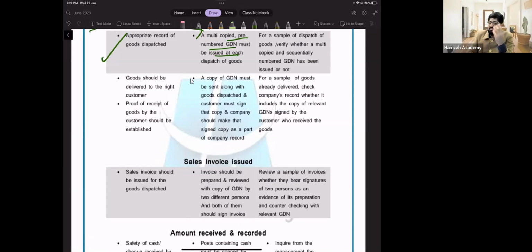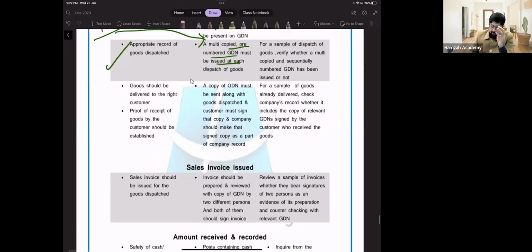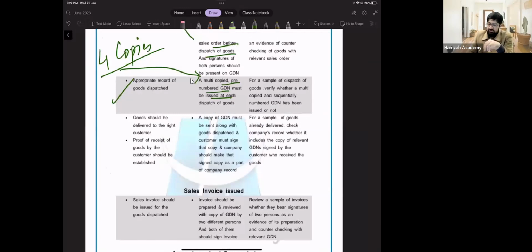Okay, 4 copies. 1 copy is kept at the store by themselves. 1 is sent to the customer. 1 copy to the accounts department. 1 to the sales department. 4 copies: 1 with themselves, 1 to the customer, 1 to accounts, and 1 to sales.